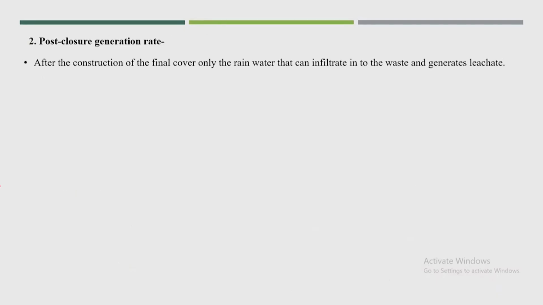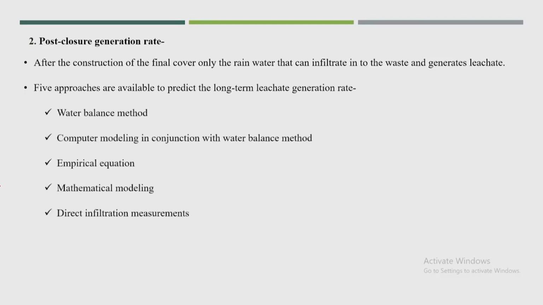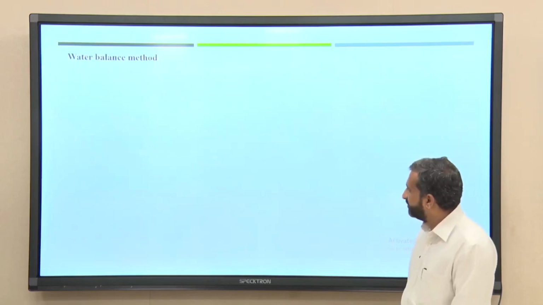In the post-closure generation rate, after the construction of the final cover, the entire landfill is closed, and only rainwater can infiltrate into the waste and generate leachate. There are 5 approaches available to predict the long-term leachate generation rate: the water balance method, computer modeling in conjunction with the water balance method, empirical equation, mathematical modeling, and direct infiltration measurement. But I think among these approaches, water balance is very easy, which I am going to explain here.